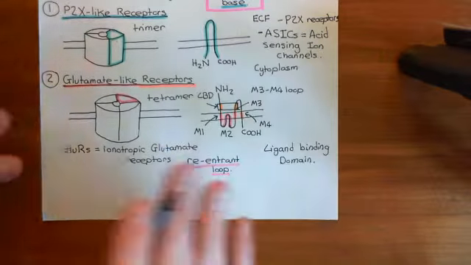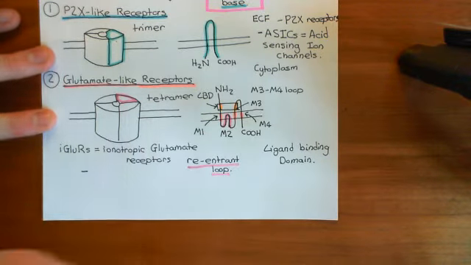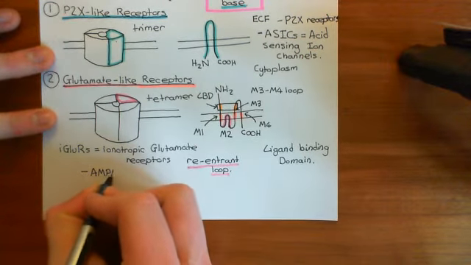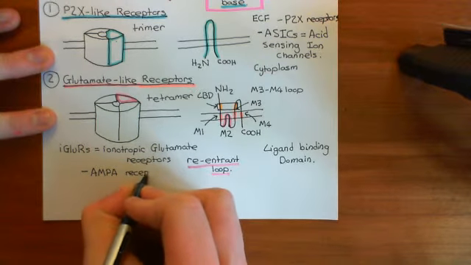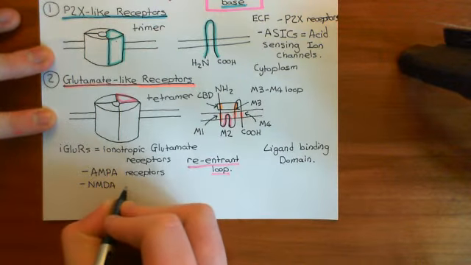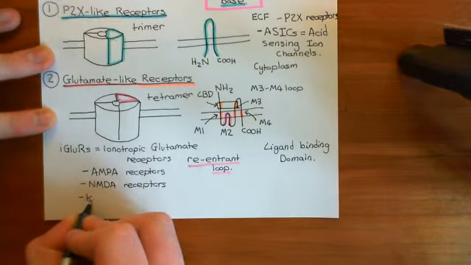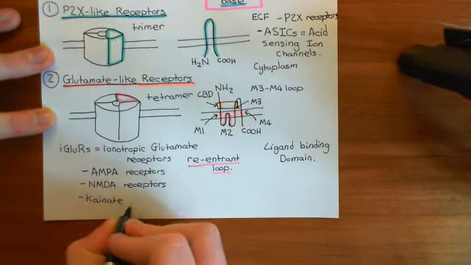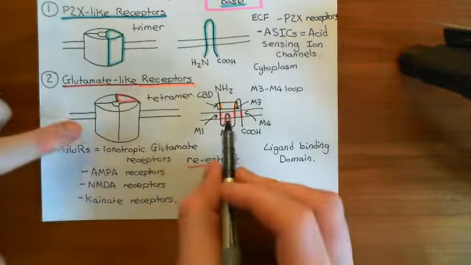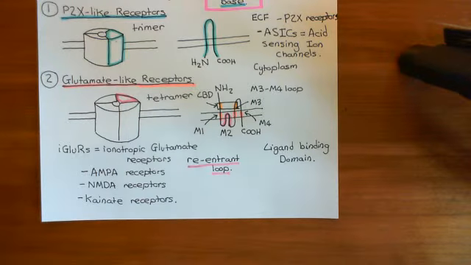Now, there are different families of ionotropic glutamate receptors, and the three main categories are the AMPA receptors, named after an agonist for them, which is AMPA. Then you also have the NMDA receptors, again named after a famous agonist. And finally the kainate receptors, once again named after a famous agonist. So there are these three families of ionotropic glutamate receptors, and all of them have the same basic structure, so they're all grouped together in this family of glutamate-like receptor ligand-gated ion channels.